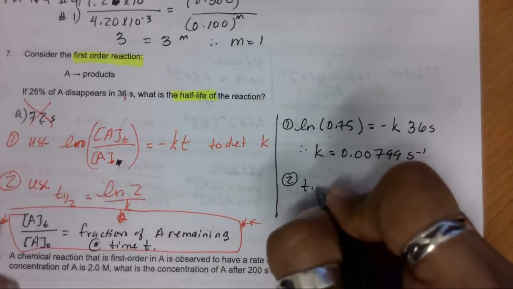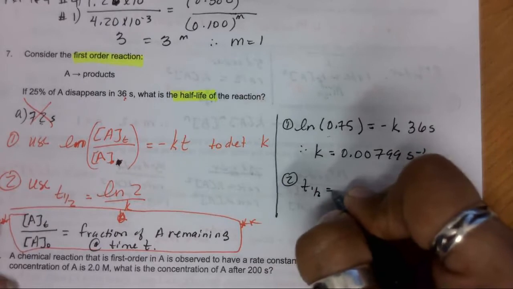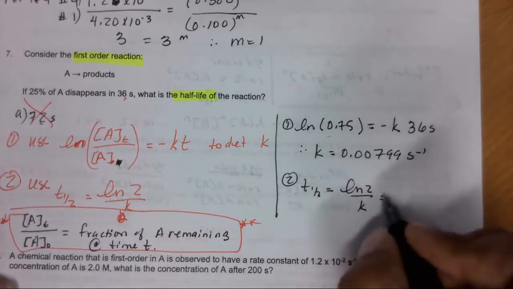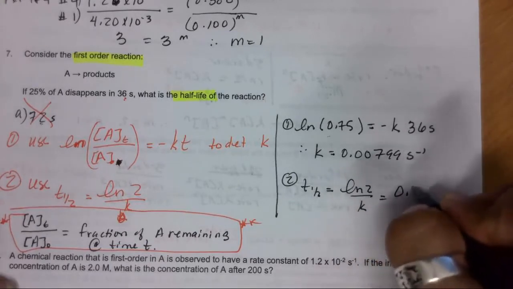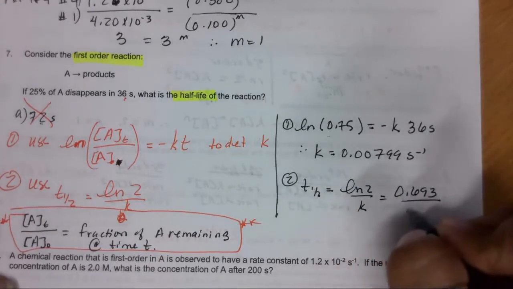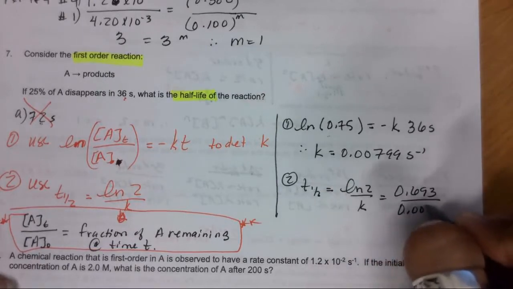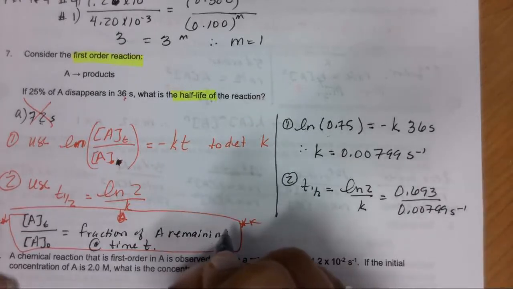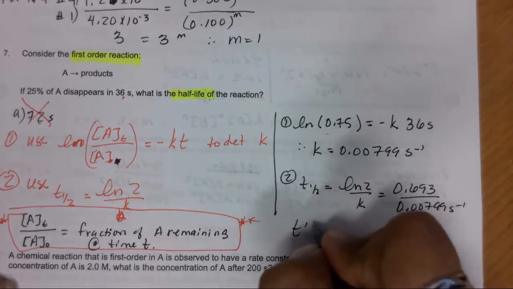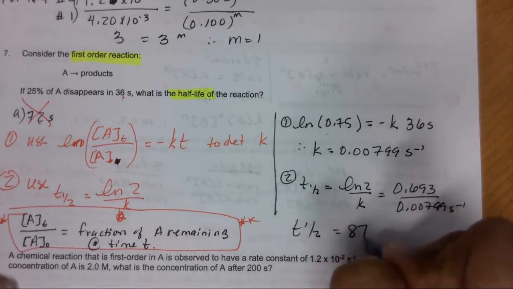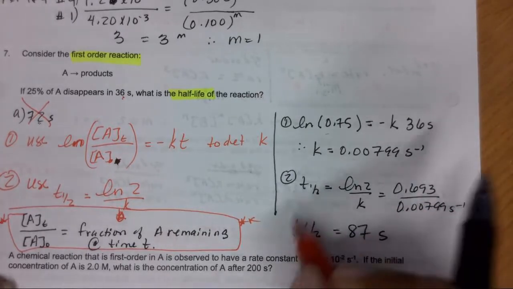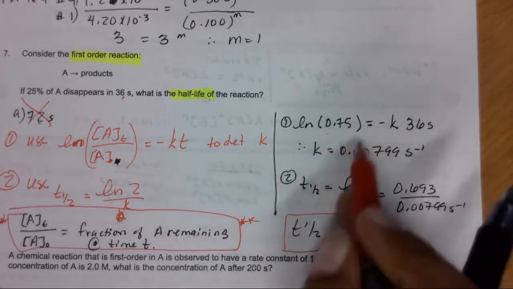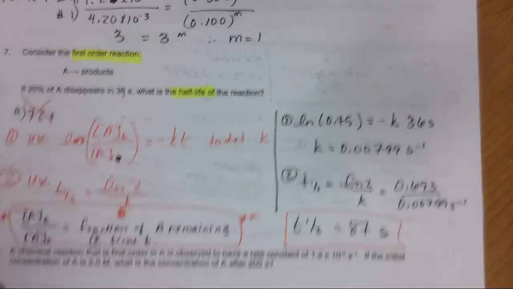If the half-life of a first order reaction is equal to the natural log of 2 over k, then if we punch in the natural log of 2, that's just 0.693 over k, 0.00799. So what does that give us when we work this out? It means the half-life here is equal to 87 seconds, and this is our answer. But this is key. If you can't do this, you're going to be stuck because you're not going to know what to take the natural log of.